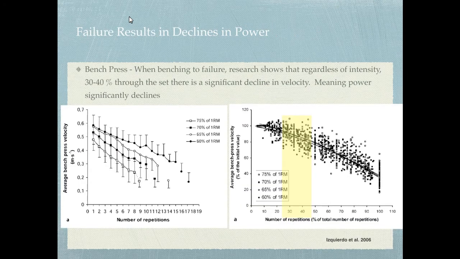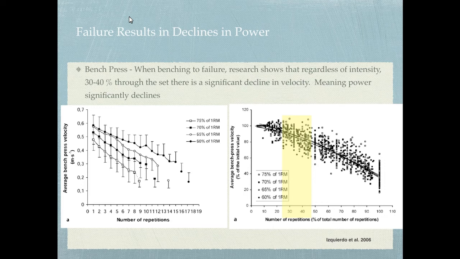So if you look within a given set, and you look at upper body strength, right here, this is looking at several subjects over several repetitions, looking all the way from 60% of 1RM to 75% of 1RM, and you notice that regardless of intensity, power starts to decline at 30 to 40% of the load. So if you're trying to optimize power during a given session, you're probably not going to use failure training because velocity will be slowed drastically.